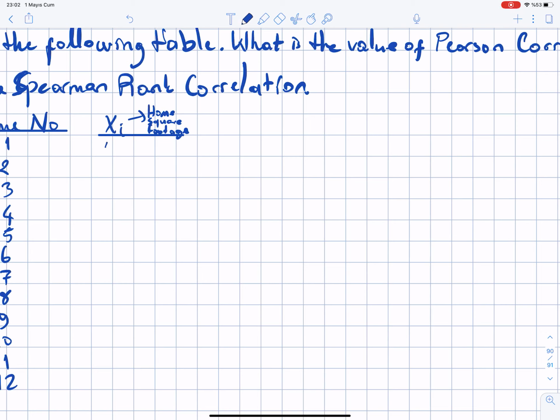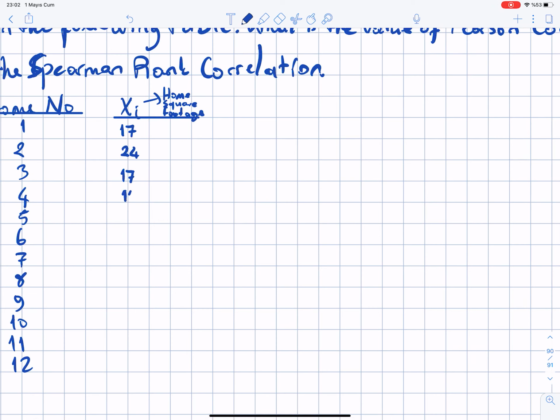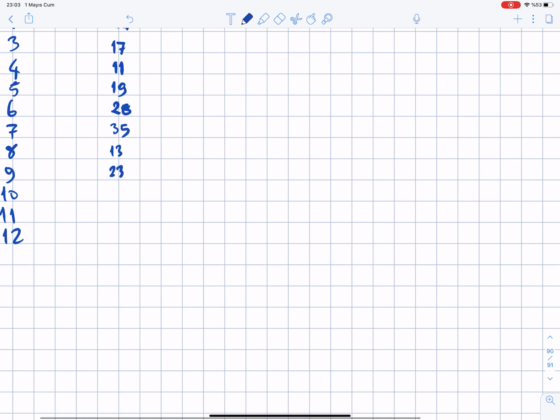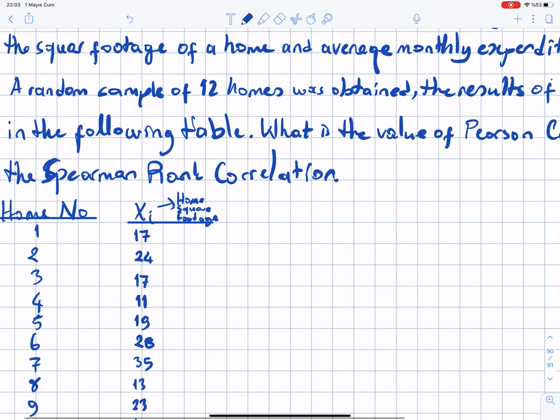The values are 17, 24, 17, 11, 19, 28, 35, 13, 23, 15, 29 and 38.